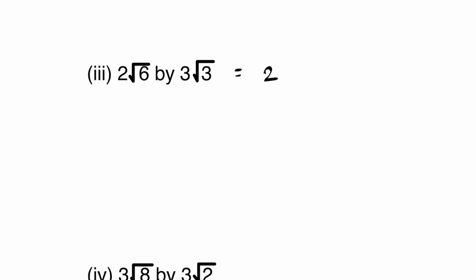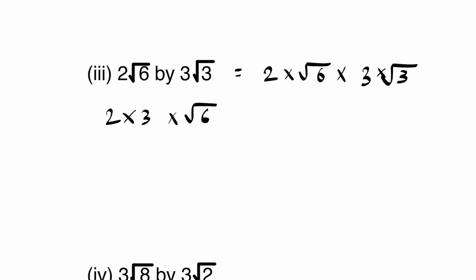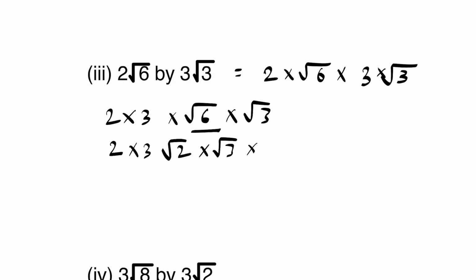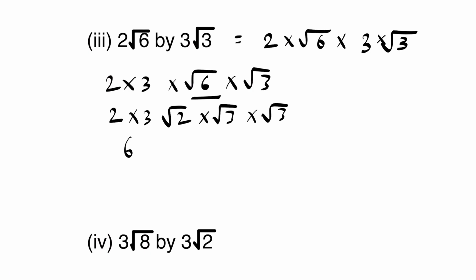Again, this is 2 root 6 into 3 root 3. So this will become 2 into 3 into root 6 into root 3. Again, split this into two parts: 2 into 3 into root 2 into root 3 into root 3. So this will become 6 into root 2 into 3, which is 18 root 2.